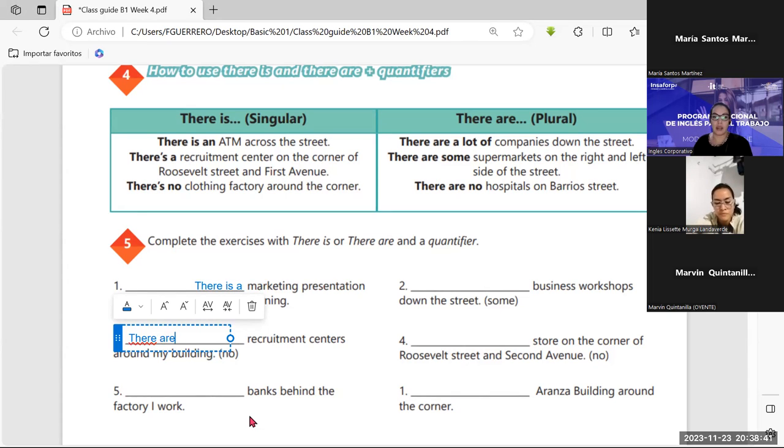There are no recruitment centers around my building.